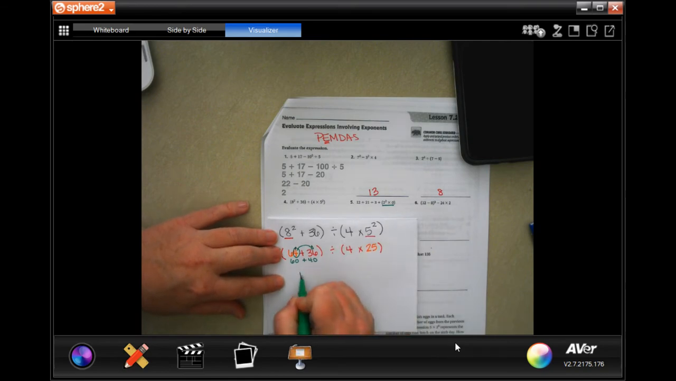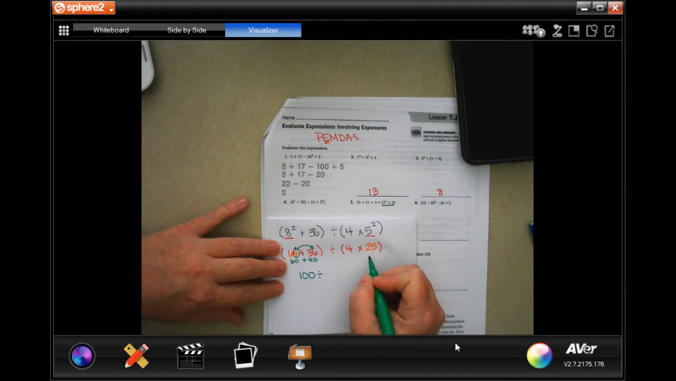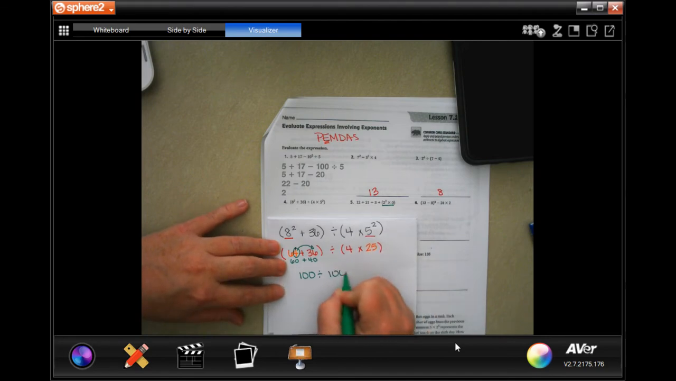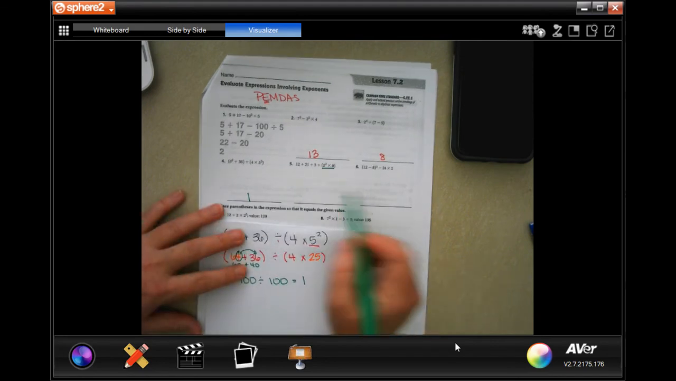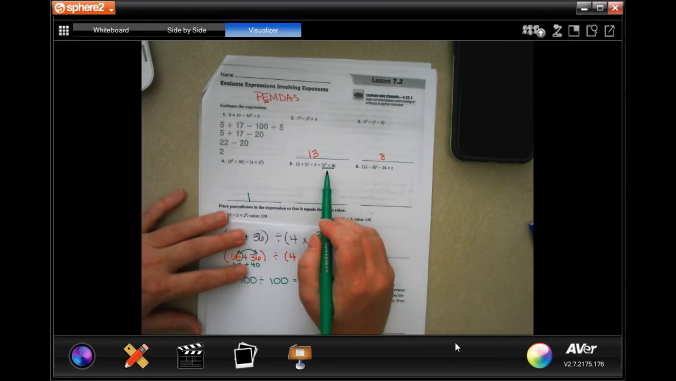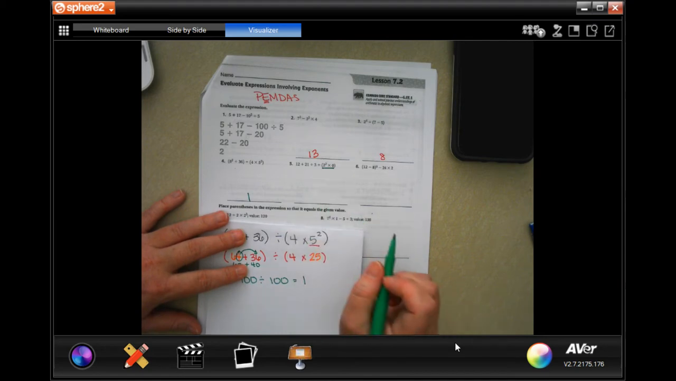So now I have 100, and I'm going to divide that by 4 times 25, which is like having 4 quarters in your pocket, which is 100 cents. For 1. Boom. Okay. So now you guys are going to do 5 and 6. I gave you a little hint here. Doesn't matter. There's an exponent. It's multiplied by 0. Use it.